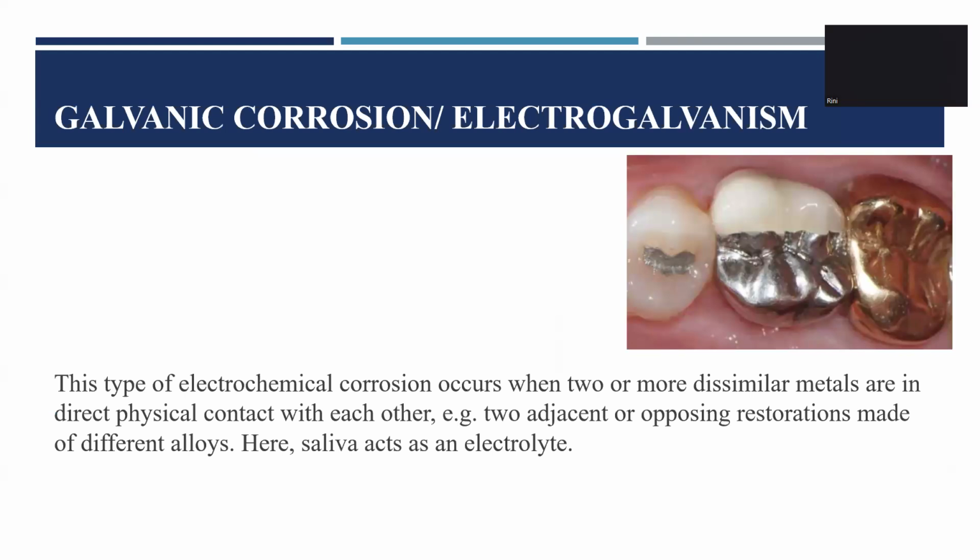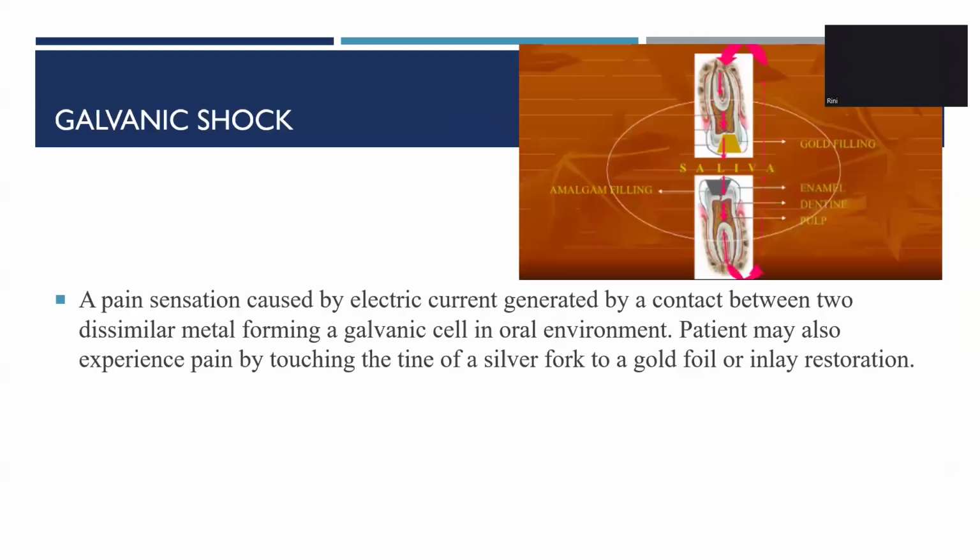Coming to galvanic corrosion, or electrogalvanism, this type of electrochemical corrosion occurs when two or more dissimilar metals are in direct physical contact with each other. For example, it can be two adjacent or opposing restorations made of different alloys. Here, saliva acts as the electrolyte.